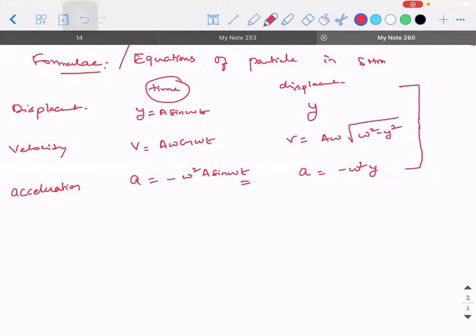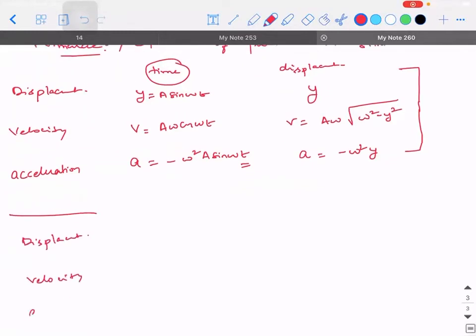Similarly, when I talk about the displacement, velocity, and acceleration for a particle which is moving along the x direction, the x will be, you tell me, a cos omega t. I hope you are able to understand the difference by now. Yes, sir. Okay. So here we call it x.